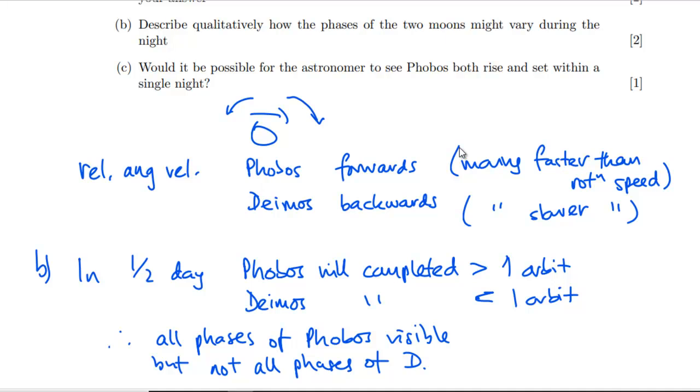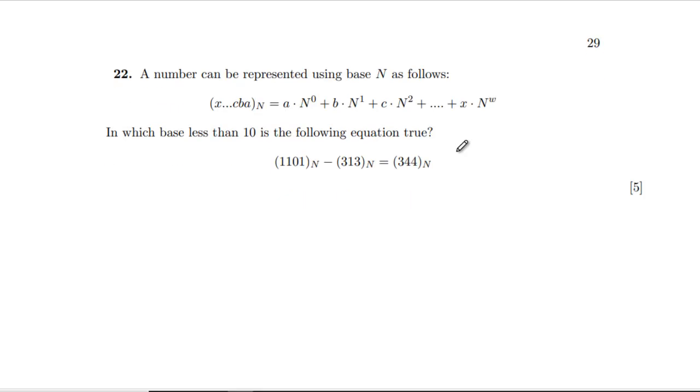Right, so C, would it be possible for the astronomer to see Phobos both rise and set in a single night? Well, yeah, of course it would. I mean, we're saying it's gone through all positions. So, yes, it doesn't ask for an explanation, so we'll just leave it at that. Right, that's good. I'll do one more, leave this video after we've done question 22, 5 marker.